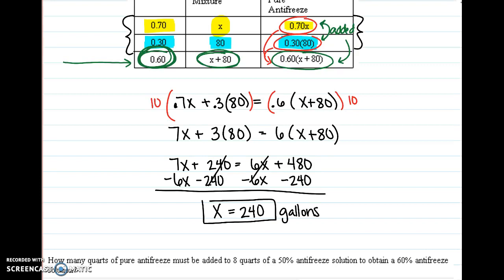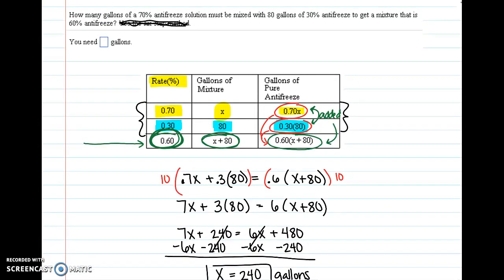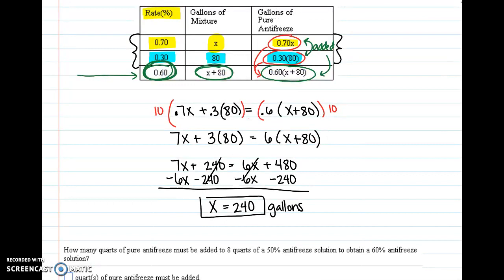So I need to add 240 gallons of 70% mixture to what I had, 80 gallons of 30%, to get my desired concentration, to get my 60% solution. Okay, did I answer the question that they asked? Yes, I did. They wanted to know how many gallons I need. 240 is how many gallons I need.